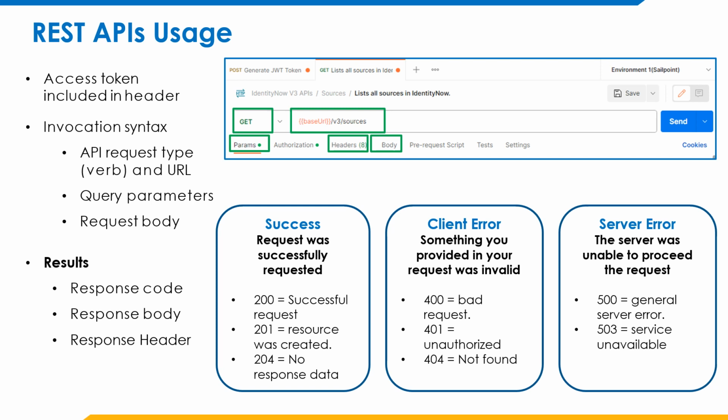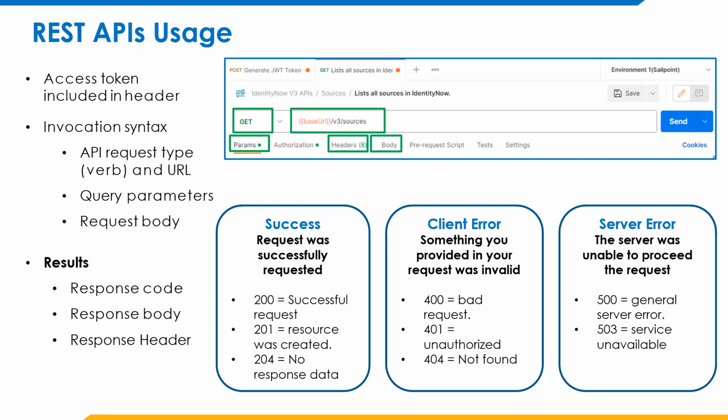In this slide, we are discussing REST API usage. Here, with the help of Postman, get the list of all sources in SailPoint IdentityNow. In the Postman application, the access token is included in the headers part. The API request type means what you want to do, like get, post, delete, etc. In query parameters, select limit and offset, and in the request body, put what you want to post or update. That body will be in JSON format. The result part contains the response code, response body and response headers.